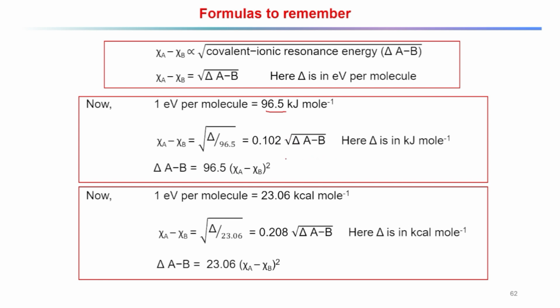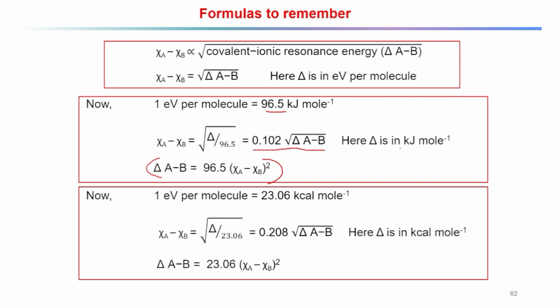So here this delta value is in kilojoule per mole. So this delta is the covalent ionic resonance energy. And from there, if we take this value on the left hand side and we square it, then we get delta AB is equal to 96.5 into chi A minus chi B whole square. So this is the one equation that you have to remember, this one, and also this one, chi A minus chi B is equal to 0.102 square root of delta.